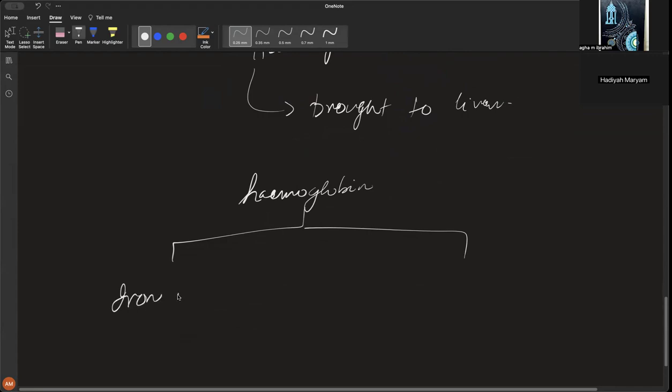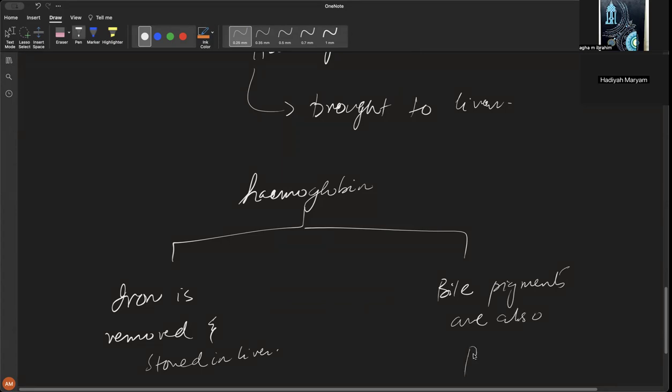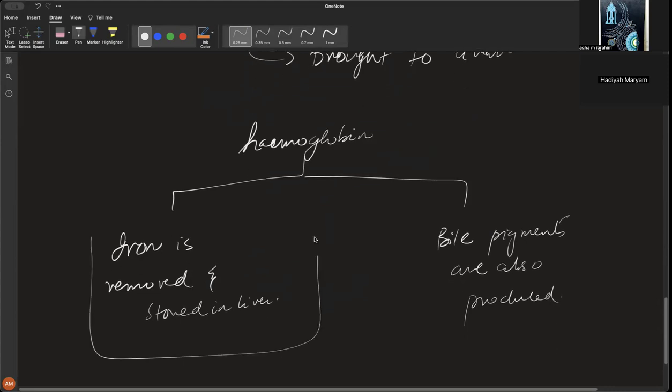This iron is removed and stored in the liver. Secondly, bile pigments are also produced. All right, this is what is actually taking place. This is how the iron that is there is stored in the liver.